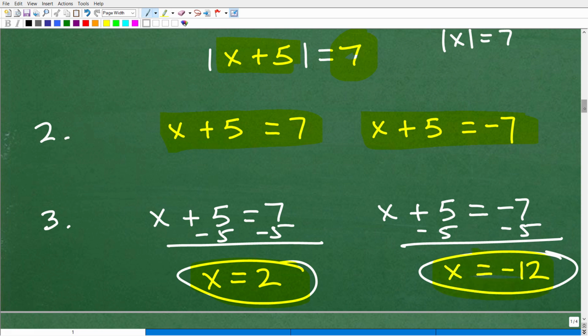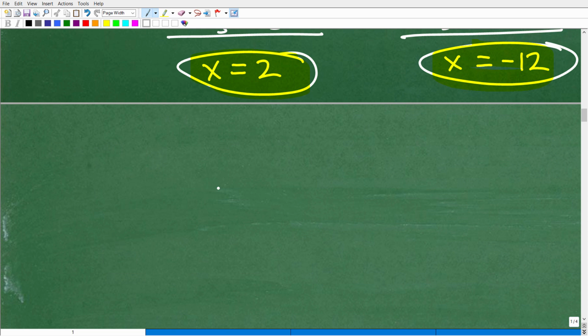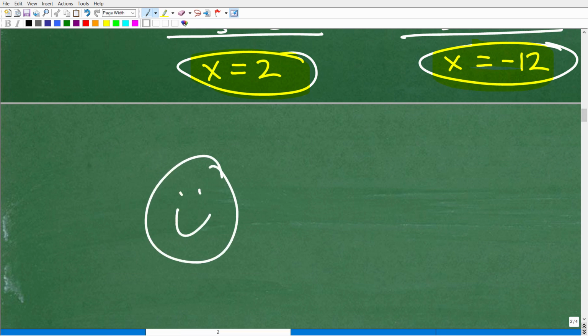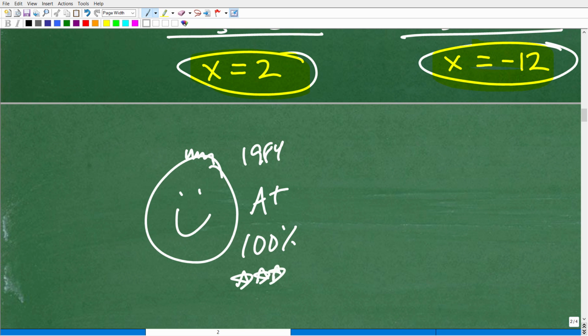Okay, so how did you do? Did you understand this? Did you get the right answer? And if you got the right answer, let me go ahead and give you a nice happy face with a good old 1984 flat top haircut, an A plus 100%. And let me give you a few stars just so you can have an extra special day. Nice job, okay?